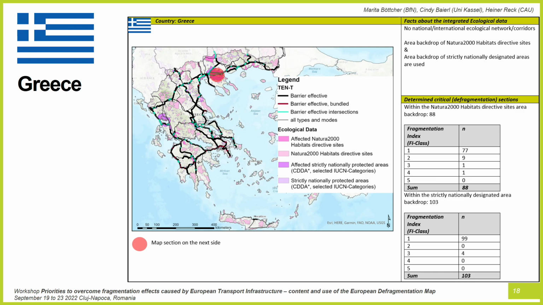Then we have an example without any ecological network, that is Greece. Here we had to think about which data we can use for such countries without any network. This data could fill the Natura 2000 database and the area of restricted national protected areas. We did the overlay with a very effective TEN-T and found nearly 200 intersections for both area backdrops. And we thought about how we could weight these intersections.